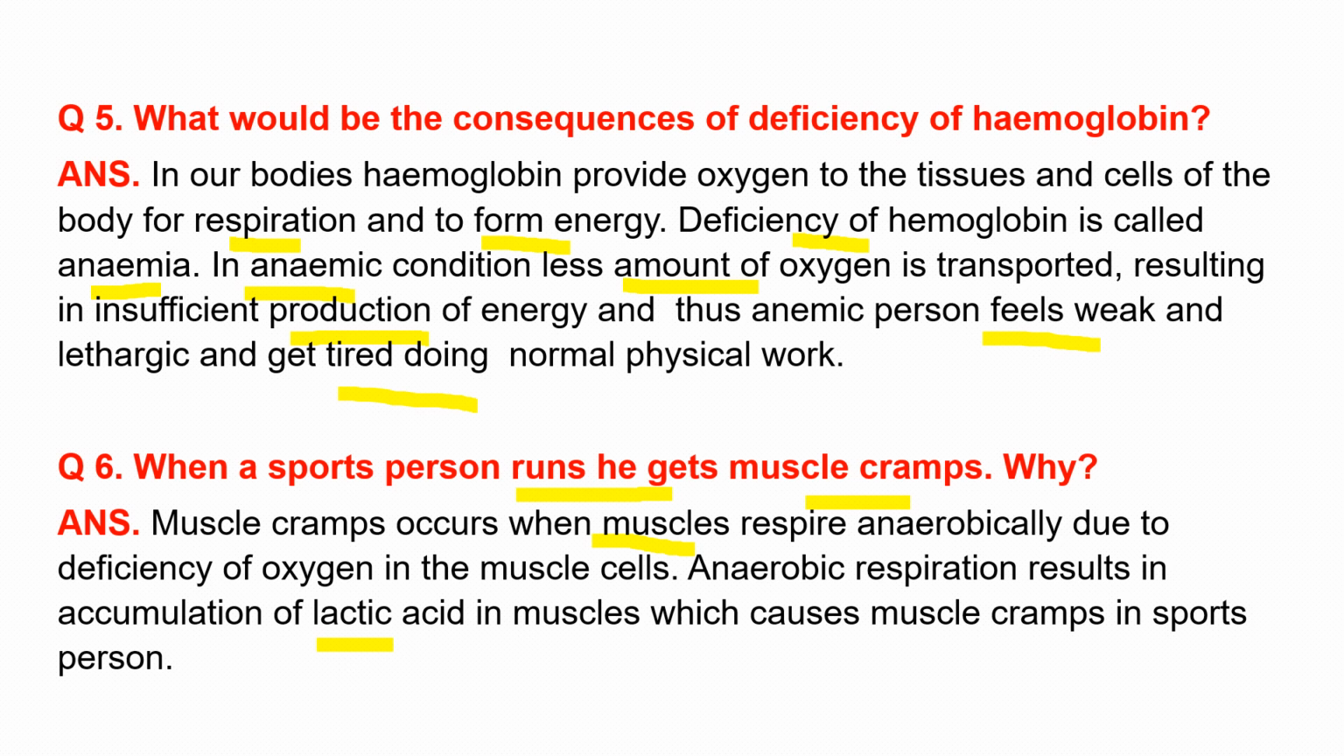So in muscles, when they respire aerobically, then a sufficient amount of energy is produced, and there will be no muscle cramps. But when there is a shortage of oxygen in muscles and they start to respire anaerobically, then lactic acid will be formed, and then it will cause muscle cramps in a sports person.